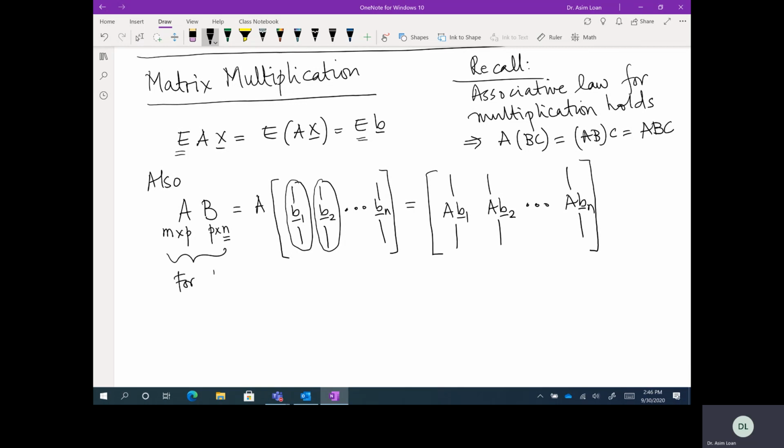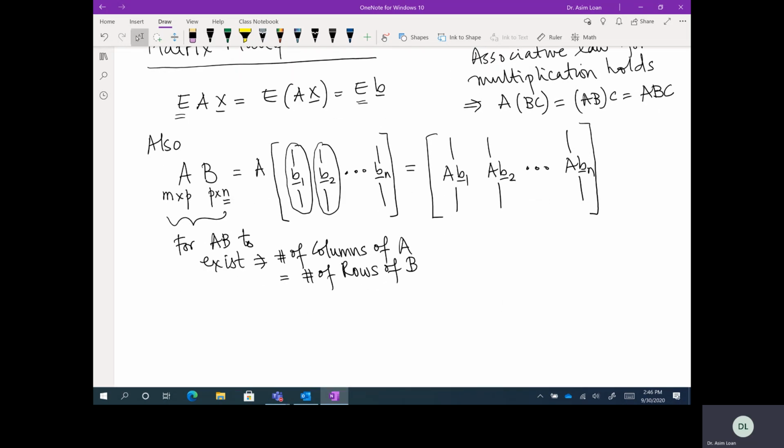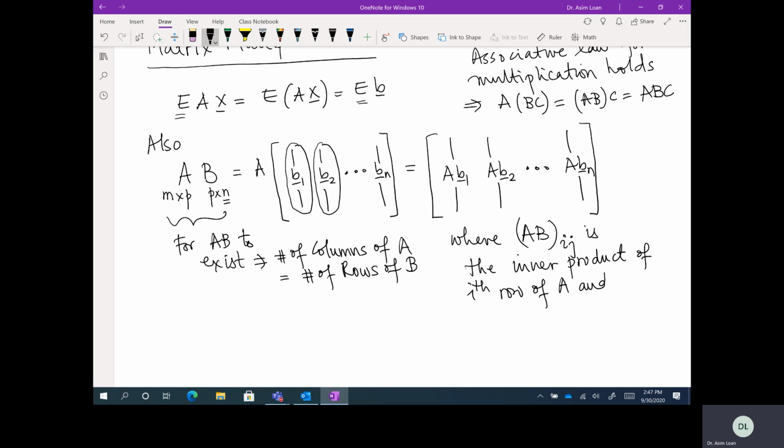For AB to exist, the number of columns of A should be equal to the number of rows of B. This is the basic multiplication that you studied in high school. The ijth element of AB is simply the inner product of the ith row of A and the jth column of B.